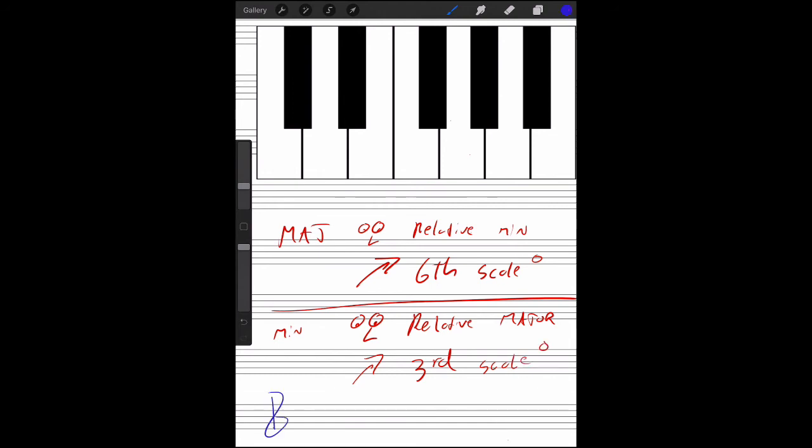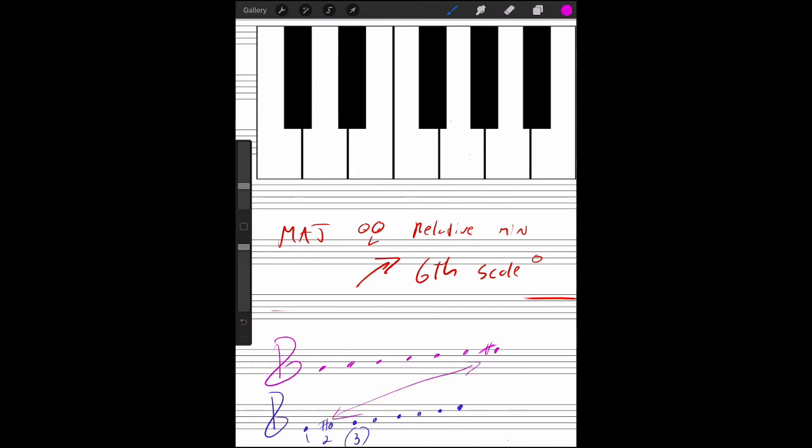Stick with our E minor again: E, F sharp, G, A, B, C, D, E, 1, 2, 3, G. So let's write that relative major starting on G: G, A, B, C, D, E, F sharp, right? Those are the same there, back to G. 1, 2, 3, 4, 5, 6. Look to the 6, or in the minor, look to the 3rd.